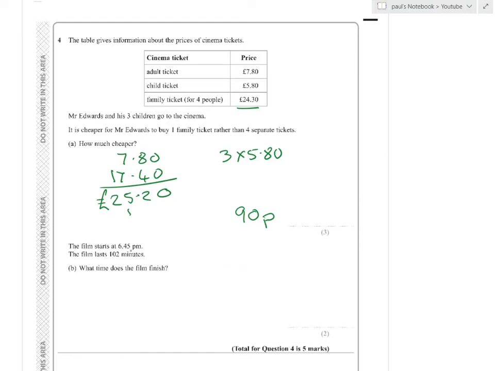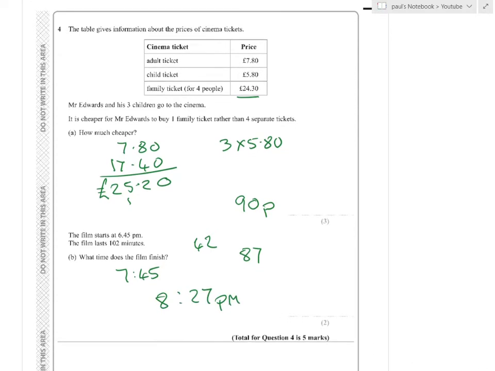Right, the film starts at 6:45 and lasts for 102 minutes. What time does it finish? Well, there's 60 minutes in an hour. So if I add on 60 minutes, that will be 7:45. Now I've got another 42 minutes to add on. So that will be 87 minutes altogether, which is 1 hour 27. So it's going to be 8:27 p.m. Don't like doing things with time.